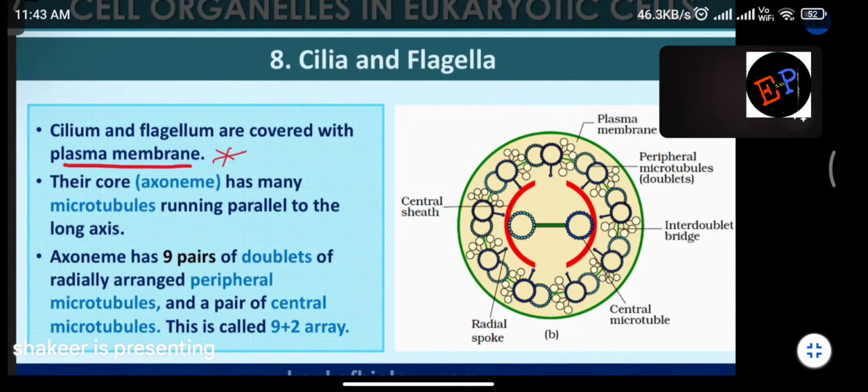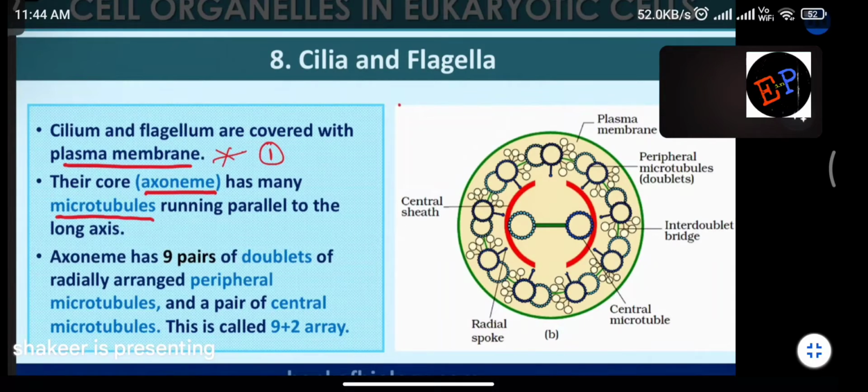That is the way to study biology. Okay, so cilium and flagellum are covered by plasma membrane. How many membranes are there? Single. Only a single plasma membrane is present. Okay, ma? So their core has many microtubules running parallel to the long axis. And what is the name of the core? Axoneme. Axoneme has many microtubules. Microtubules means what, ma? Small tubes are present. Inside cilium and flagellum, you can find again small tubes which are running throughout the cilium and flagellum.